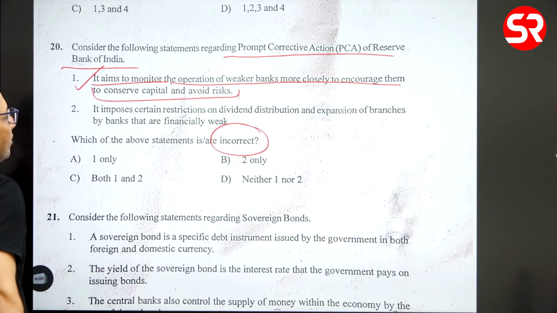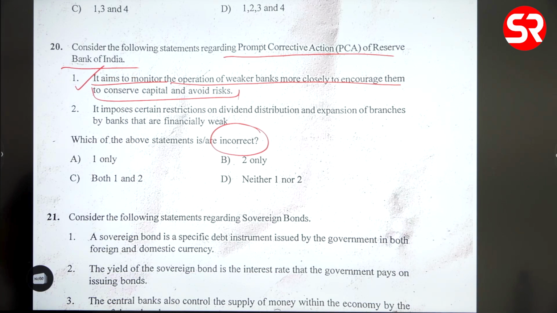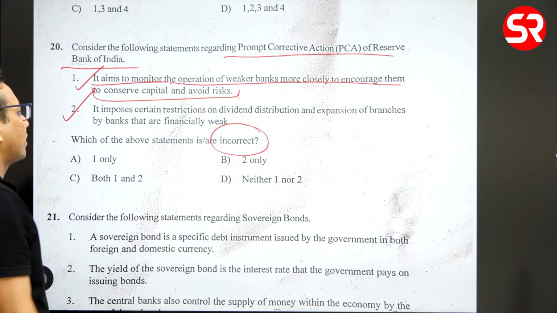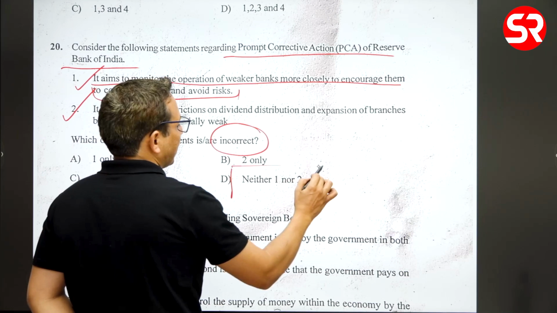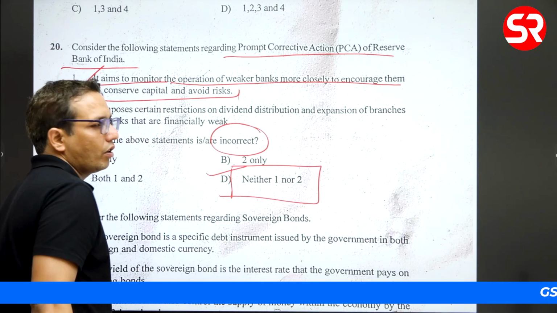This statement is correct. Second statement: it imposes certain restrictions on dividend distribution and expansion of branches by banks that are financially weak. This statement is also correct. So we need to find out which are incorrect statements. Neither of them is incorrect. Answer is D. All right.